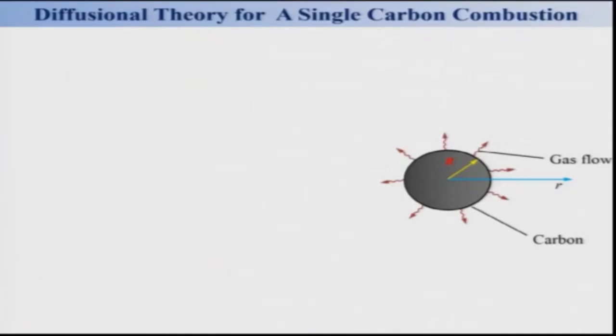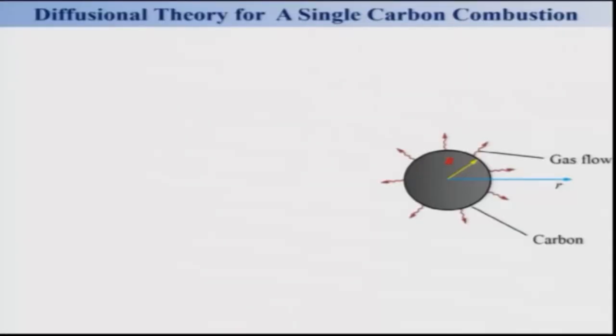Now, we will have to look at the diffusional theory of a single carbon particle. We are not considering a pyrolyzing solid, rather we are considering non-pyrolyzing solid fuel combustion, considering carbon, which is very simple to handle. So, for that we will take this carbon sphere, and I will take this as the center, with r as the radial direction, and this is the radius of the carbon sphere.